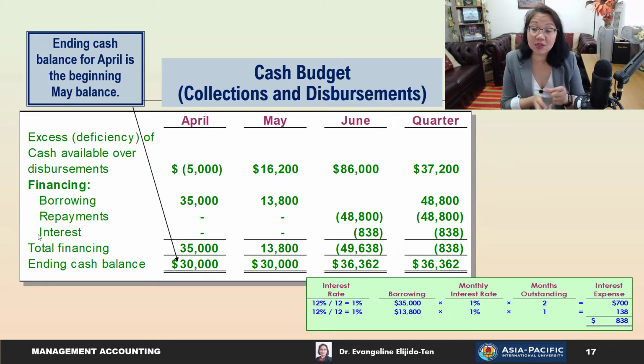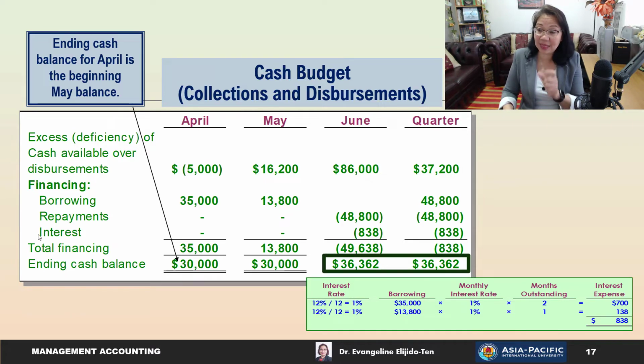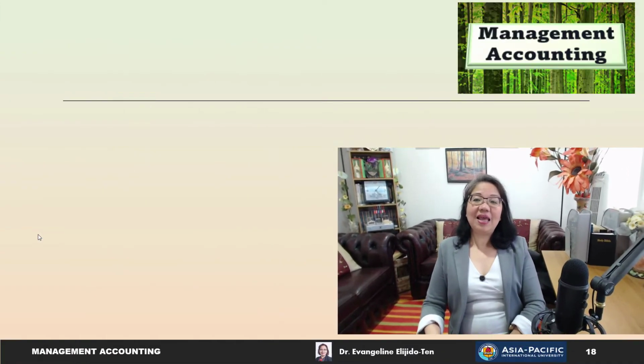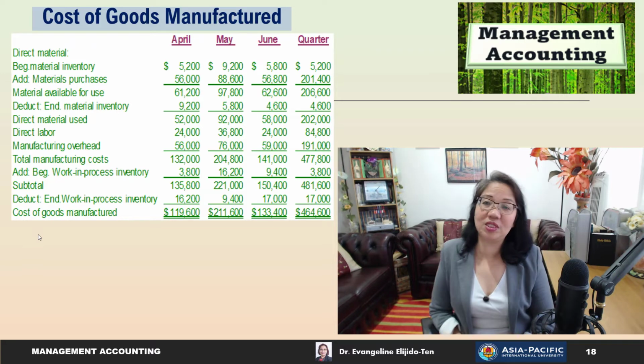For the 13,800 that they borrowed in the month of May, they will multiply that by 1% and just for 1 month, they would have incurred $138 worth of interest for the month of May. So over April and May, the total interest expense is $838, and they have enough cash in June to pay for that anyway. All right. So for the quarter, the ending cash balance is the June ending balance, that is $36,362. All right. Let's now move on to the cost of goods manufactured.